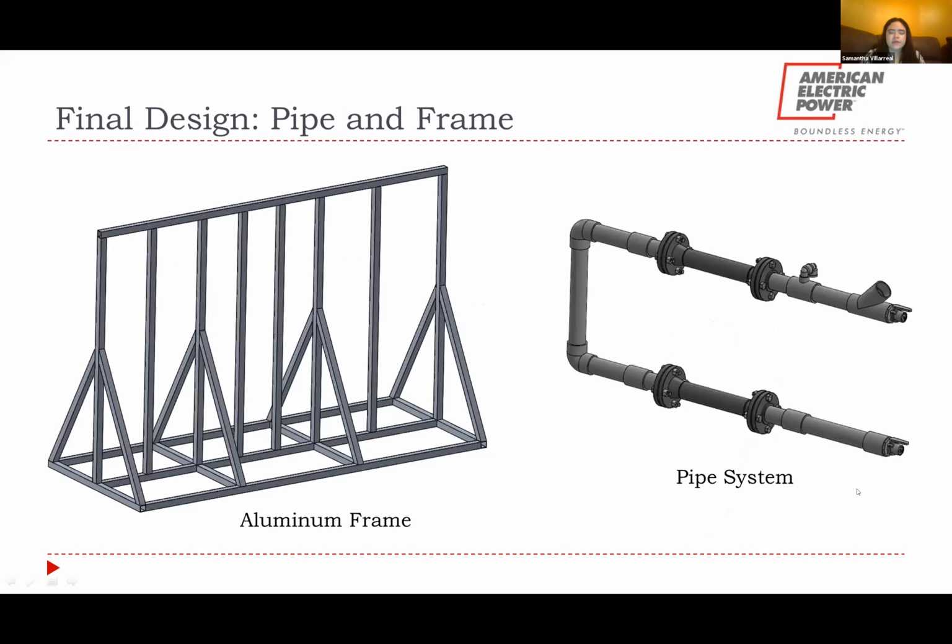Here's the final design for the pipe system and frame. The frame is made of extruded aluminum and holds the pipe system using U-bolts. There were two design options originally for the pipe system, the two-bend system seen on the screen and a four-bend system. The two-bend system was chosen ultimately because of the ability to thread the electrode through the pipe, but other factors such as safety and usability were also taken under consideration.